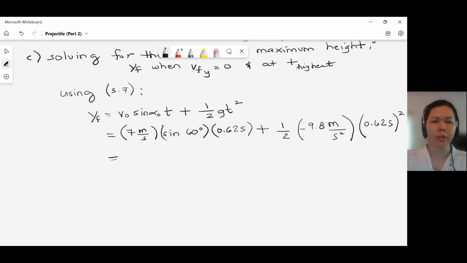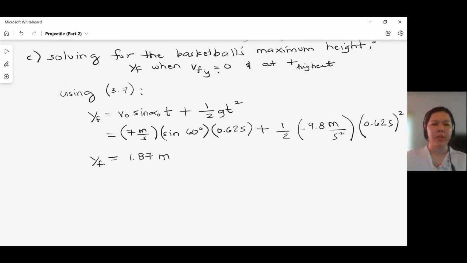Using your calculator, execute the first term: 7 times sine 60 times 0.62 plus open parentheses 0.5 times negative 9.8 times 0.62 squared close parentheses, equals. You should get a value of 1.87 meters. So this is the maximum height reached by the ball.